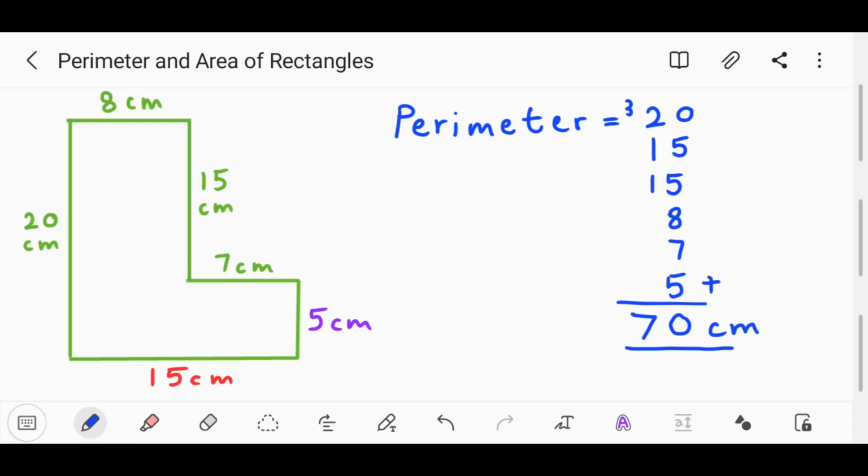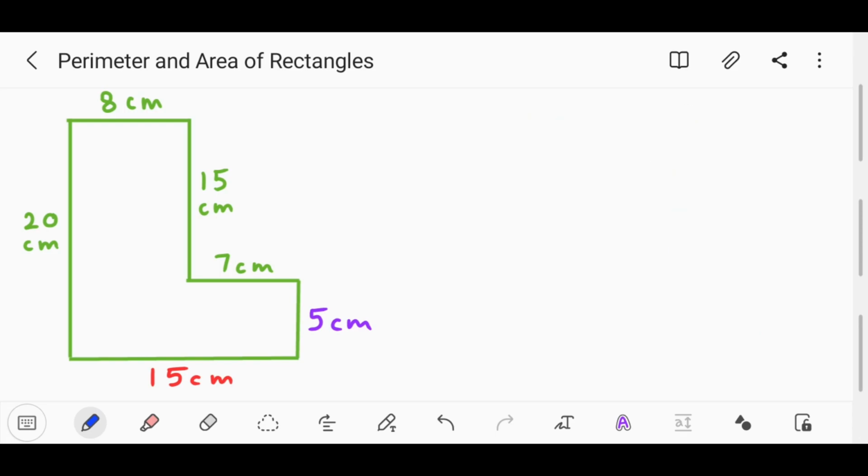Now let's move on to the area. In order to find the area, the first step is to divide this compound shape into two rectangles. So I'm going to divide it like this. Like I told you before, it doesn't matter how you divide it as long as you do your calculation properly. So I'm going to label this as A and I'm going to label this as B. Let's start by finding the area of A.